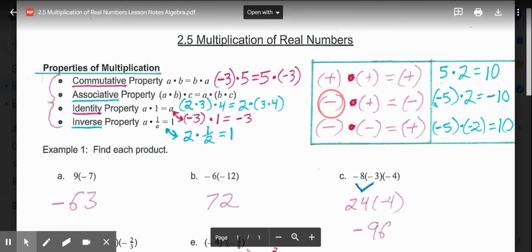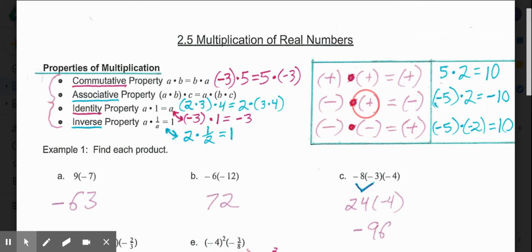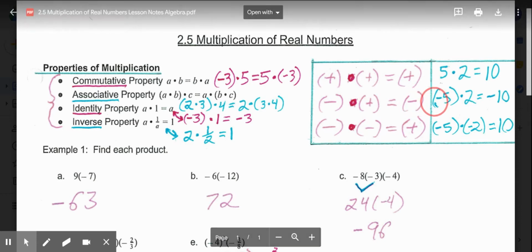Then, if we're multiplying a negative and a positive, and remember, multiplication order doesn't matter, so this could be a positive first, then a negative, or a negative, then a positive. But if we have one of each, a positive and a negative, our answer will always be a negative. So again, a negative 5 multiplied by a positive 2 gives us a negative 10.